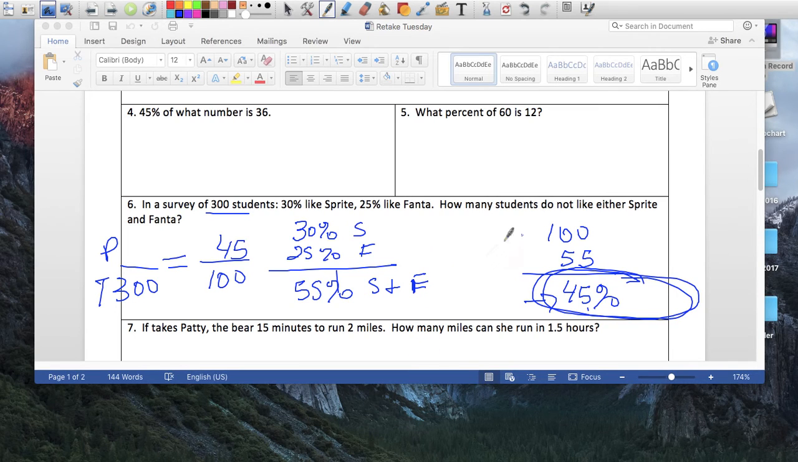This represents the 45% that don't like any of these two drinks. And is there a relationship? Yes, there is. Times 3. Times 3. It's going to give us 135 students. So 135 students don't like Fanta or Sprite.